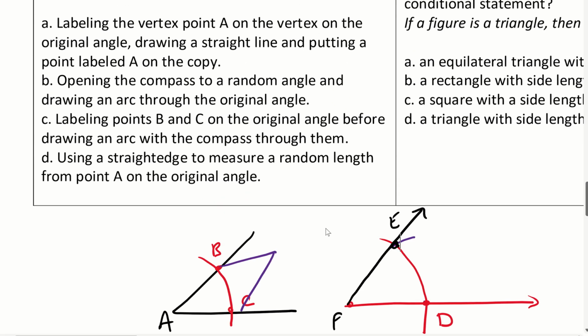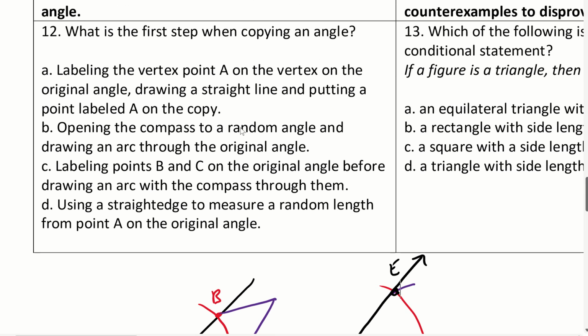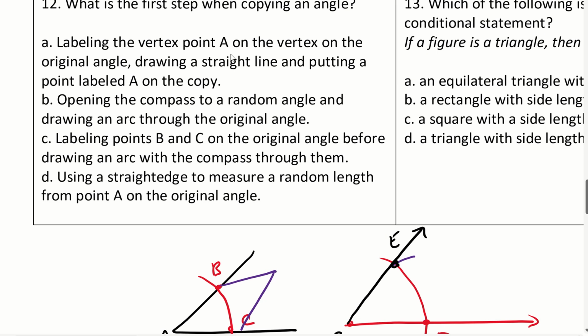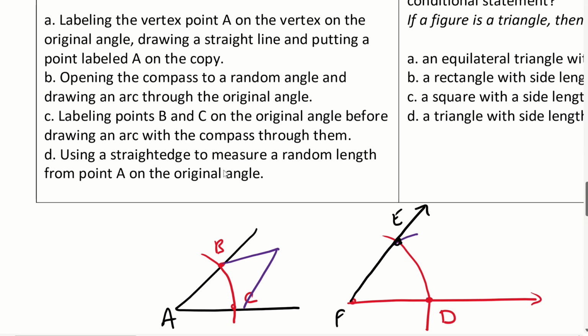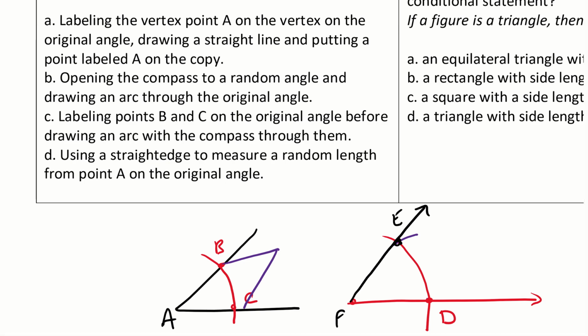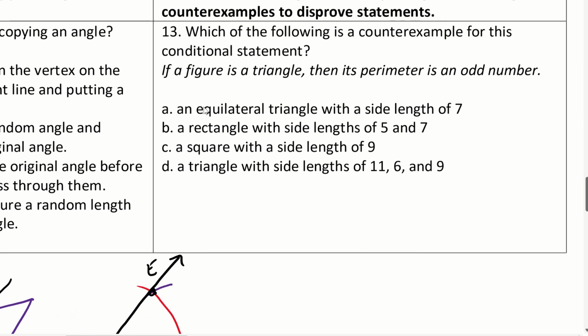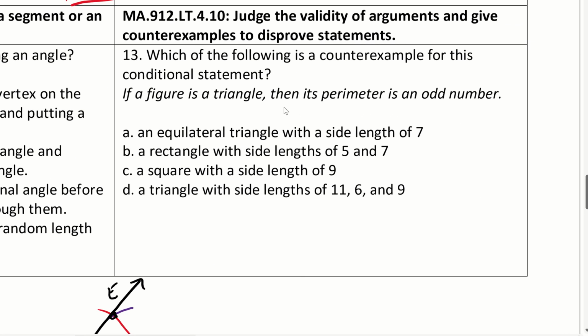Those are the steps. All right, so what is the first step when copying an angle? Labeling the vertex point A on the original angle, drawing a straight line, and putting a point labeled A on the copy. Okay, we got opening the compass, we got labeling points B and C, and then using a straight edge to measure a random length from point A on the original angle. All right, so the best answer is probably going to be A based on what I was saying for the first step. Okay.